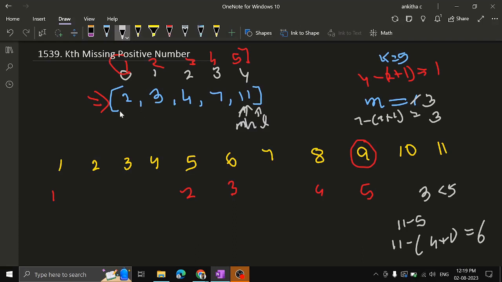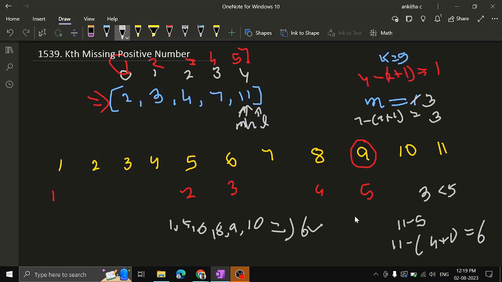So is it correct? 1 is not missing. Then 2, 3, 4, 5, 6, then 7. Okay, 8 is missing, 9 is missing, 10 is missing. So 1, 2, 3, 4, 5, 6. Yes, it is correct. Total 6 elements are missing in this array at the position where mid is pointing.